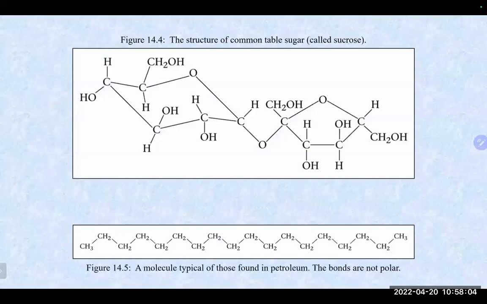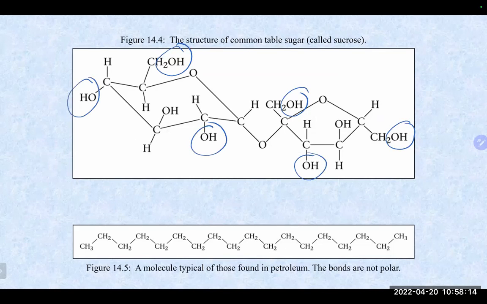So here's a couple of pictures. Here is sugar. And like I said, although it's a relatively large molecule, it has a lot of OH groups all over it. And everywhere there is an OH group, it gives it an opportunity to interact through hydrogen bonding with water and makes it really, really soluble.